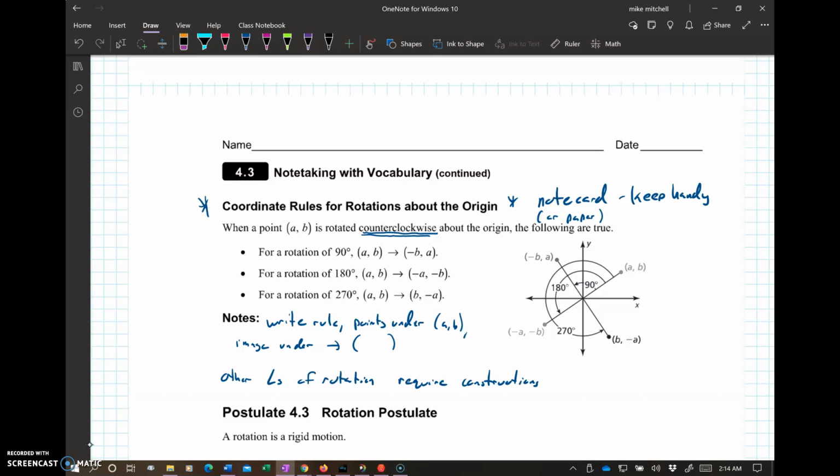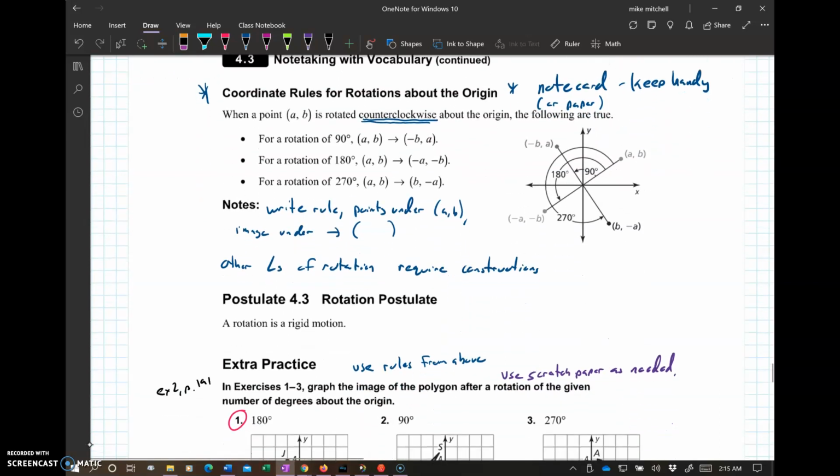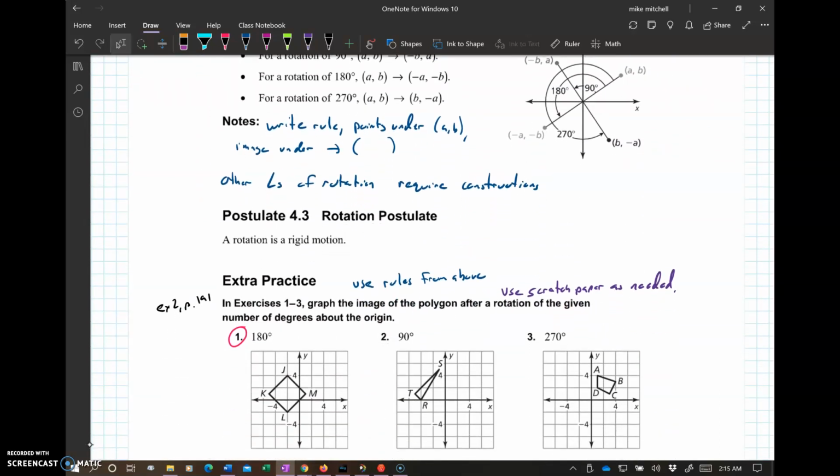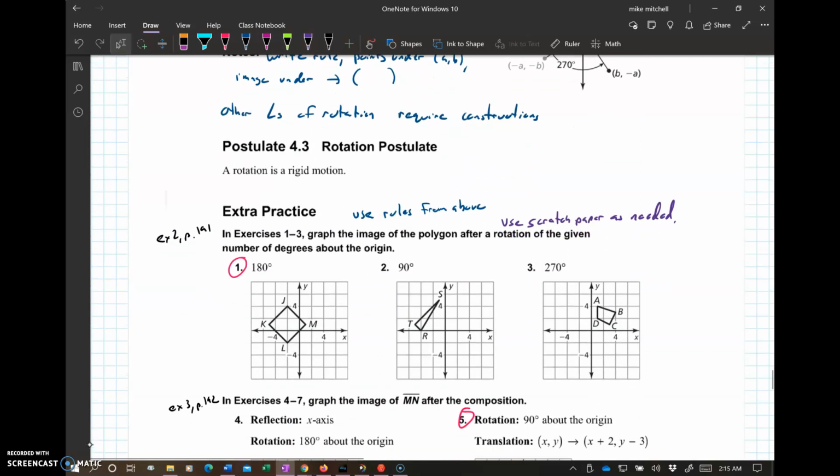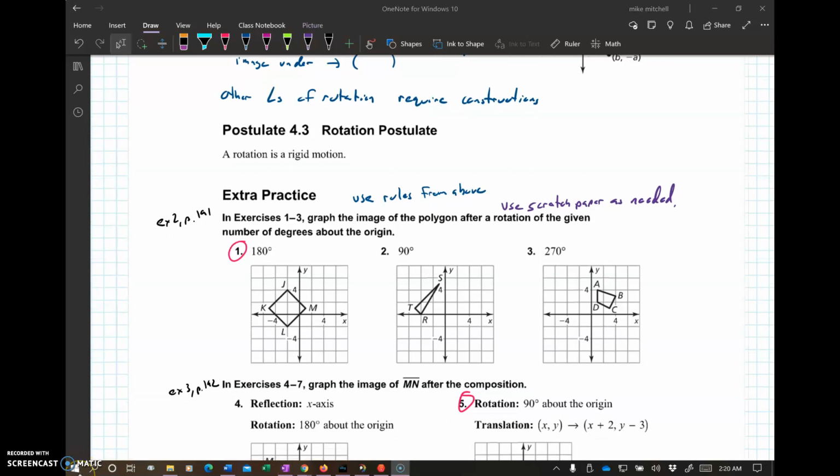So other angles of rotation require constructions or trigonometry and some special rules. We're just going to stick with 90, 180, 270. 360 just takes it right back to where it started from, so we don't do much with that formally. So let's get on with a few examples here. Okay, so graph the image of the polygon after a rotation of the given number of degrees. I'm going to do number one. We got 180 degrees.